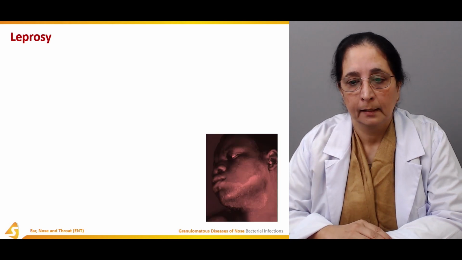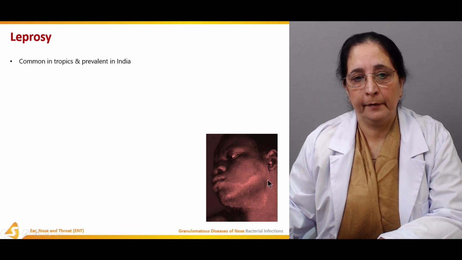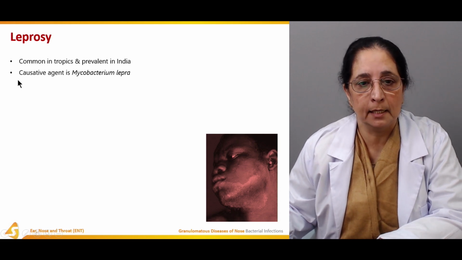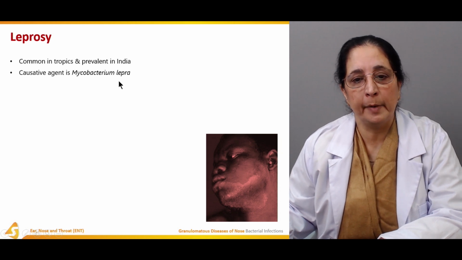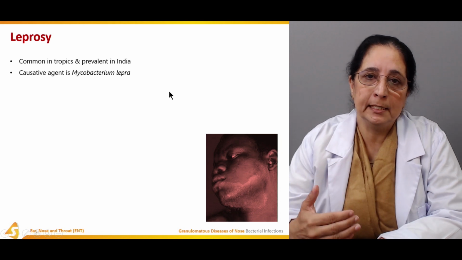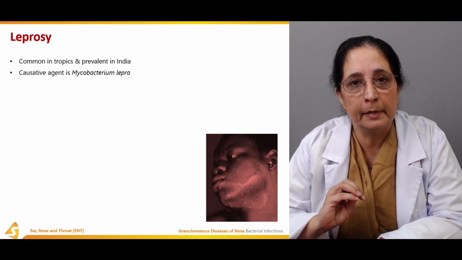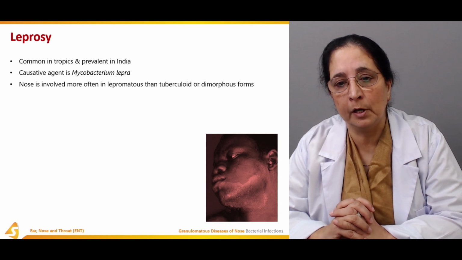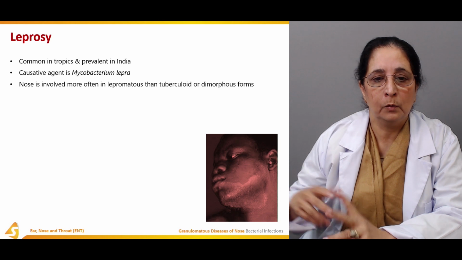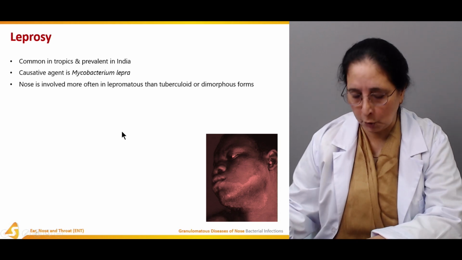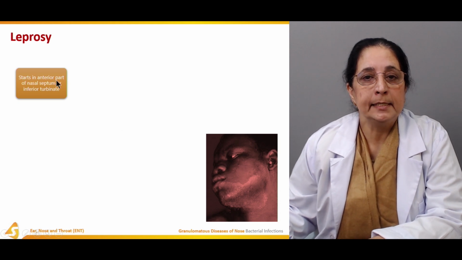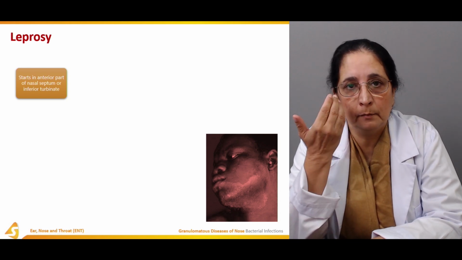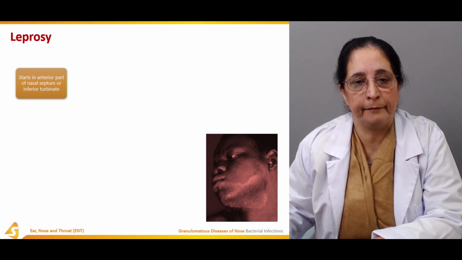Then leprosy. This is the diagrammatic appearance, common in the tropics and prevalent in India. The causative organism is Mycobacterium leprae, like Mycobacterium tuberculosis. The nose is involved more often in the lepromatous than in the tuberculoid or dimorphous form. So the lepromatous form more commonly involves the nose. It starts in the anterior part of the nasal septum or inferior turbinate, which is usually affected first.